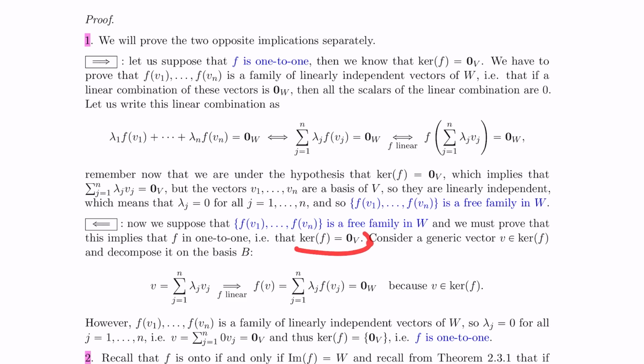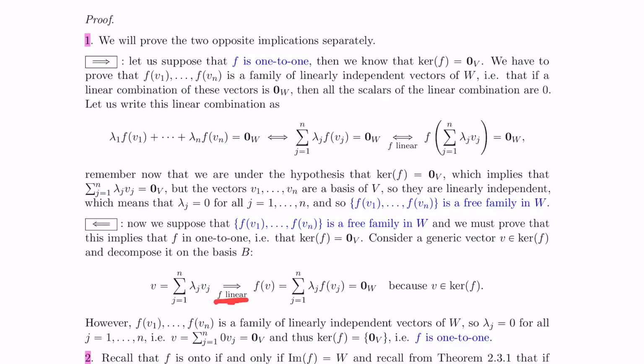That is, that the kernel of f is reduced to the null vector of V. In order to do that, we consider a vector V that belongs to the kernel of f, and we expand V on the basis B. Then we apply f to this vector, and since this vector belongs to the kernel of f, f of V will give exactly the null vector of W.